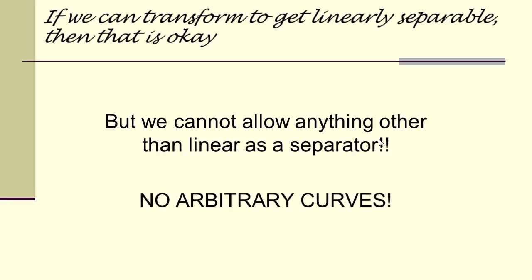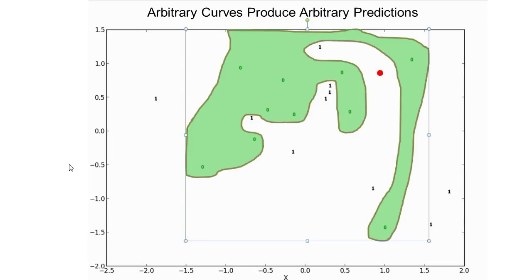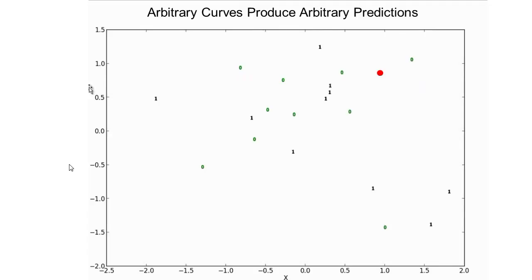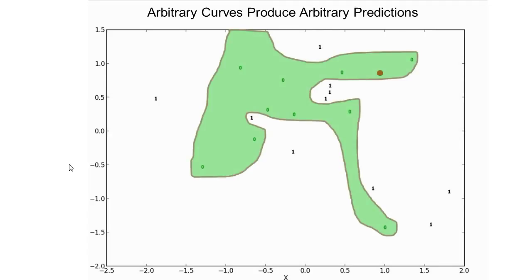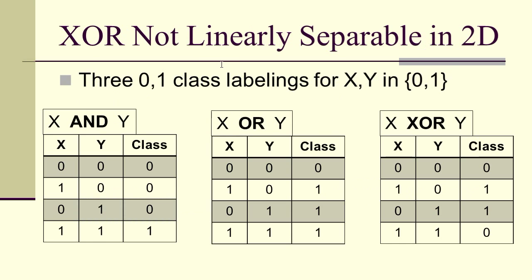No arbitrary curves. So suppose now we have an unlabeled point, this red dot. It's class 1 in my first arbitrary classification scheme, and it's class 0 in my second. And these are both completely arbitrary. If we can't linearly separate in 2 dimensions, maybe we can separate in 3. And in general, data that's not linearly separable in m dimensions may be linearly separable in n greater than m dimensions. For example, let's look at the XOR problem.